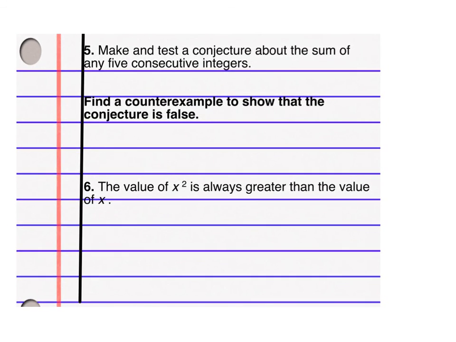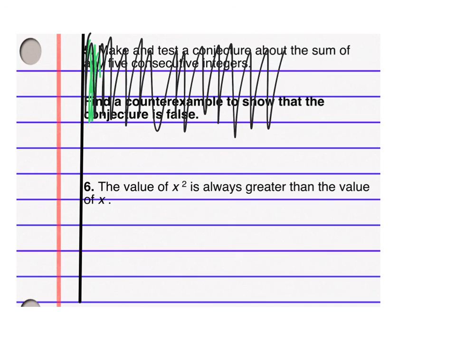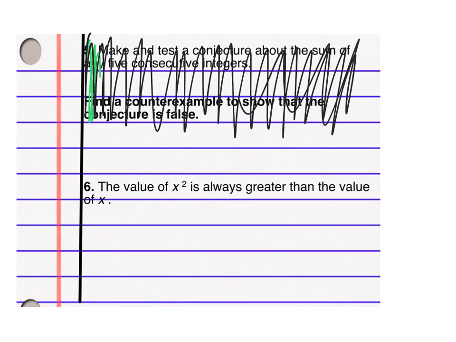All right, example 5, make and test a conjecture about the sum of any 5 consecutive integers. Okay, sorry if you wrote this down, I think we're going to go ahead and skip example 5, just because this section gets very long. Okay, for 6, or we'll rename this as 5, the value of x squared is always greater than x.